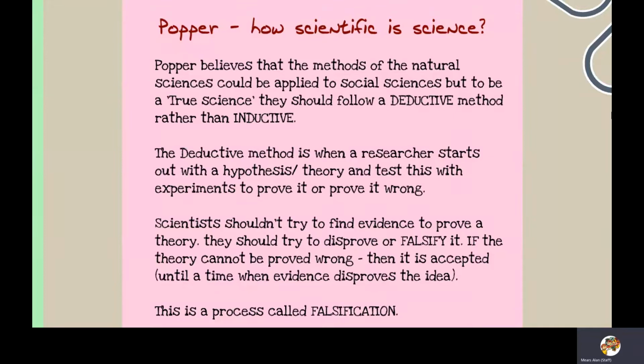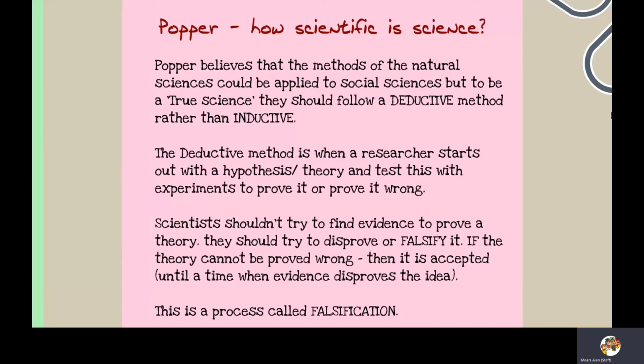Deductive means you start with the hypothesis, and then you conduct your study to test your hypothesis. So you're starting with: this is my idea, this is the test, have I proven it? Sociology is a little bit more inductive, so it will conduct the study and then come up with a theory afterwards. So Popper says that until sociology changes its approach and takes on this hypothetico-deductive method, so essentially comes up with a hypothesis and then tests it, sociology cannot be considered a science. Scientists shouldn't try to find evidence to prove their theory.